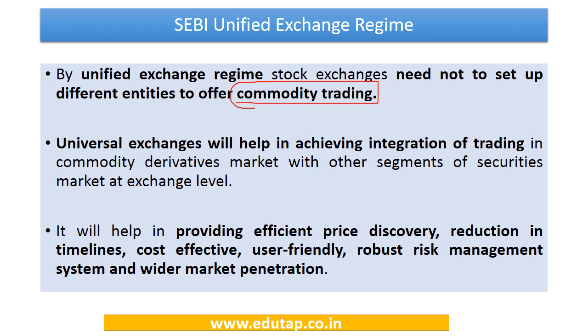Now these kinds of universal exchanges are going to help in achieving integration of trading in the commodity derivative market with the other segments of securities market at exchange level. So this is going to bring integration in the trading of the securities. So for example, if there is any company whose commodities are going to be traded in this unified exchange, then the share of the company can also be traded on that particular exchange, and it is going to better help the investors in taking different decisions.